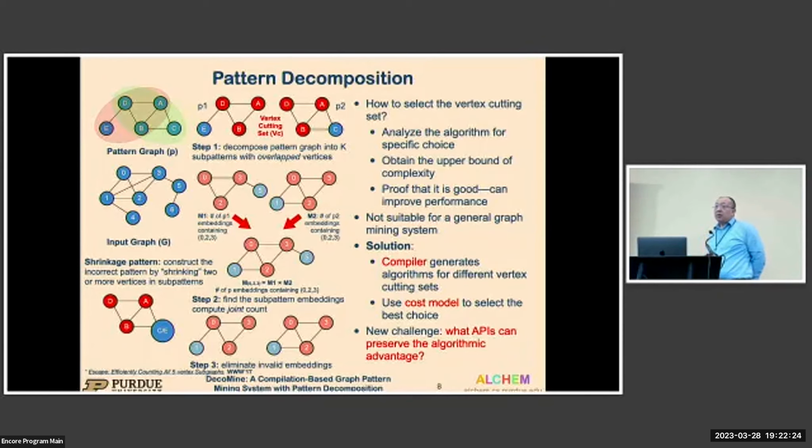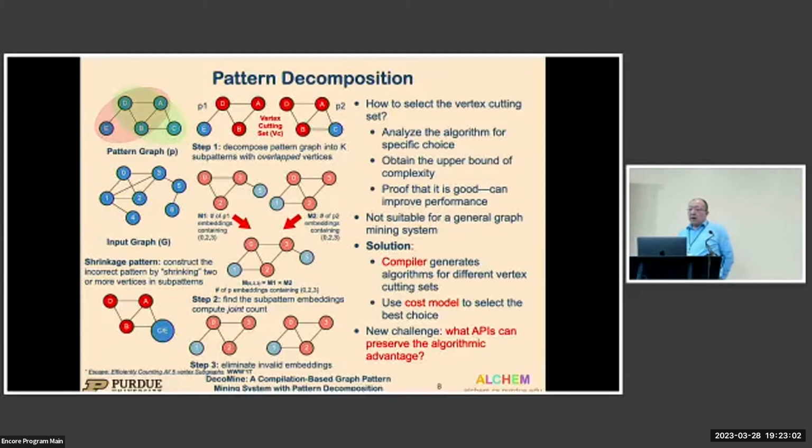And then you get the count of this embedding, and you can see that you can conceptually perform the join operation. You can multiply M1 and M2 and get the number of embeddings that match the full pattern containing these 3 vertices. But based on the selection, for example, you may select the same vertex for the 2 embeddings, so the combined and joined embedding may be different from the original pattern. So we also need to eliminate those cases.